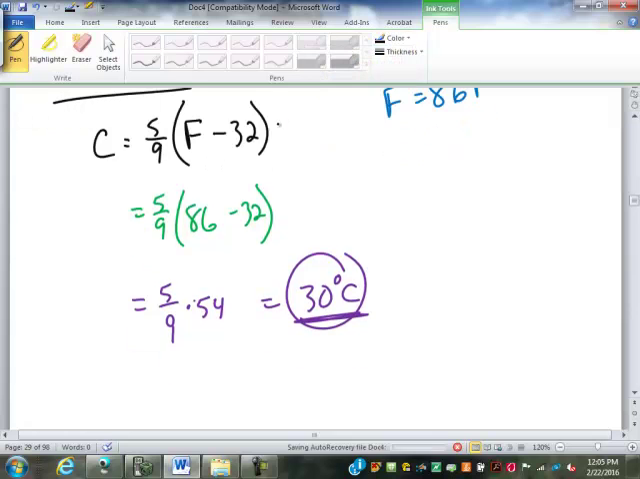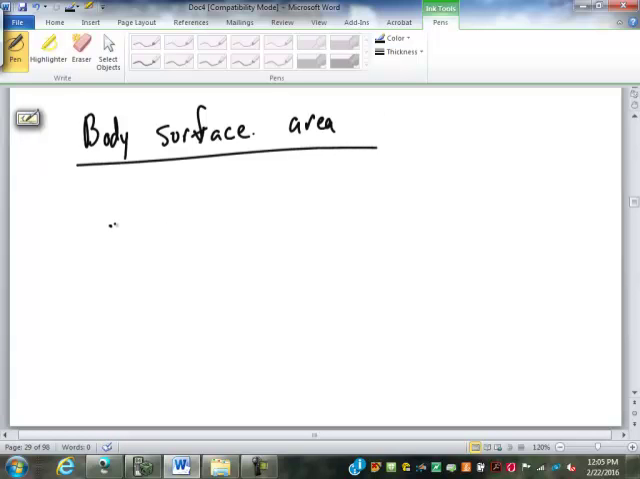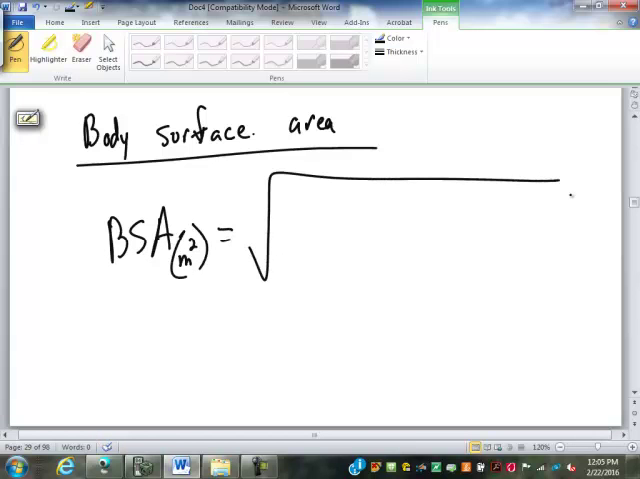Another application we can run into, we'll do body surface area calculations. Calculate the body surface area, the BSA in meters squared. BSA is always calculated in square meters. So even if you're using inches and pounds, we're still just going to convert. It's going to be the square root of your height in inches times your weight in pounds divided by 3131.